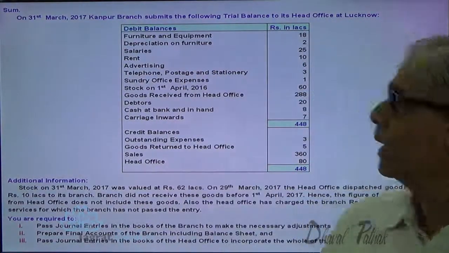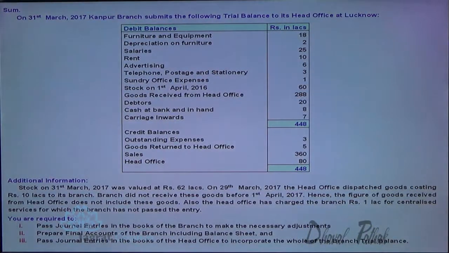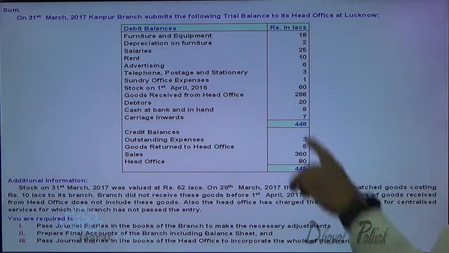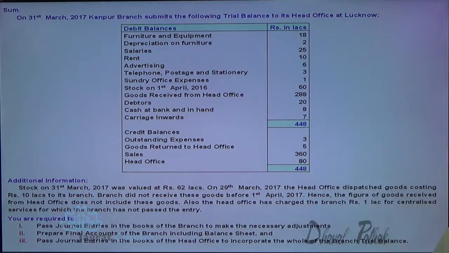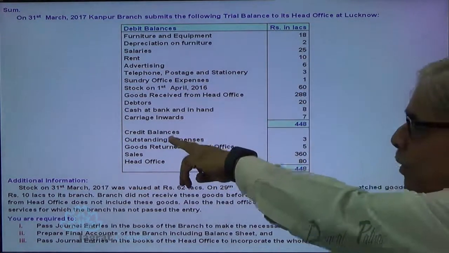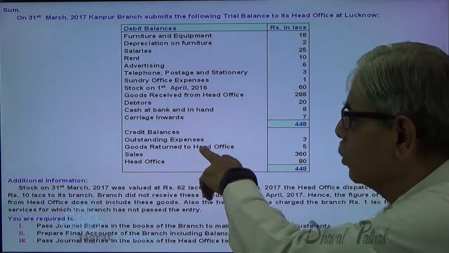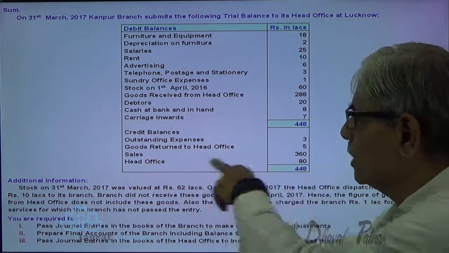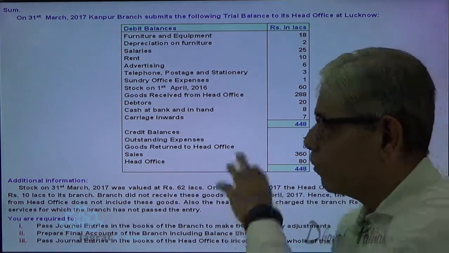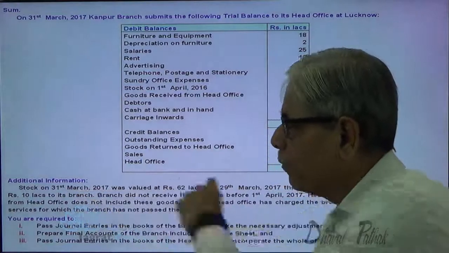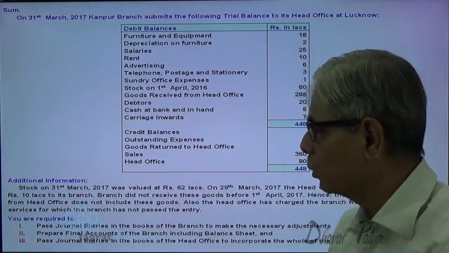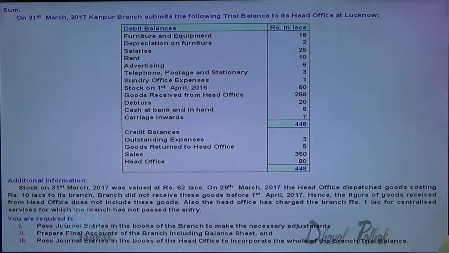On 31st of March 2017, Kanpur branch submits the following trial balance to the head office at Lucknow. These are the debit balances, total 448. Figures are in lakhs. Credit balances: outstanding expenses, goods returned to HO, sales and head office with capital account. From the branch point of view, stock as on 31st of March 2017 was valued at 62 lakhs.